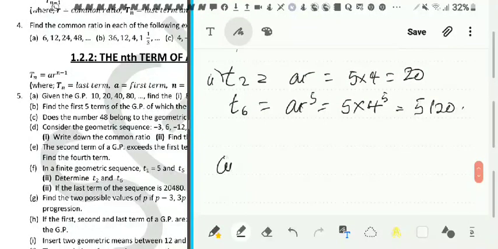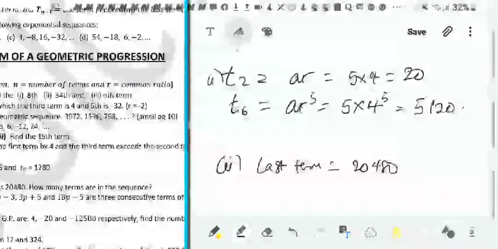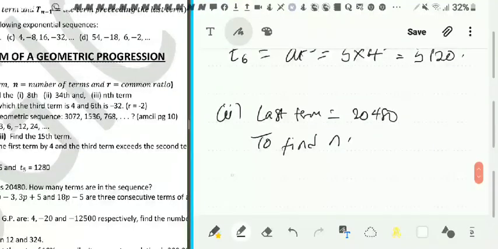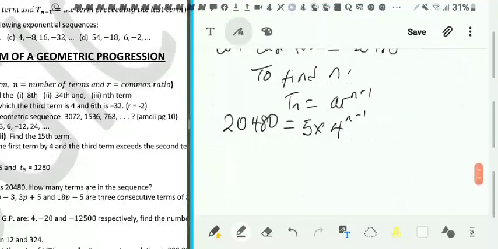Then let's look at Roman figure 2. If the last term of the sequence is 20480, how many terms are in the sequence? So we want to find n. Let's assume the last term, that means Tn equals 20480. Tn equals AR raised to the power of n minus 1. 5 times 4 raised to the power of n minus 1. Let's divide both sides by 5 first.